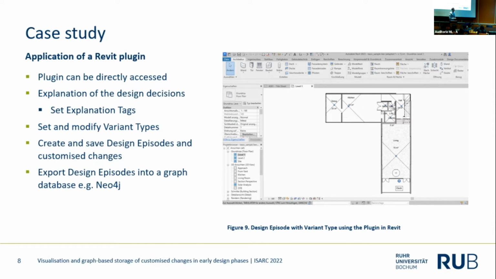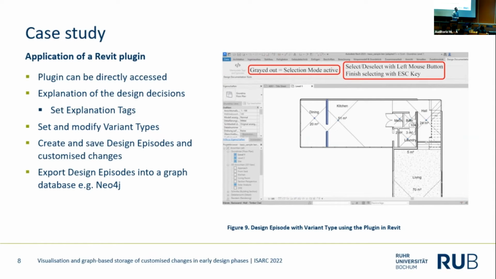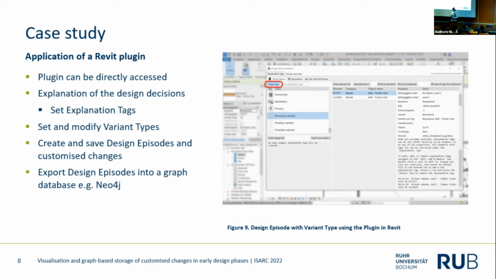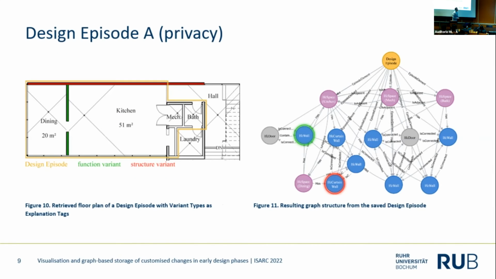The application was made as an example for a Revit plugin. The Revit plugin can be directly accessed in the interface at the top of Revit. And there you can set these explanation tags. You have a list of explanation tags, and you can find nearly every explanation tag we used in these design decisions. And by setting these explanation tags, you can also create the whole design episode and set and modify variant types. Then afterwards you can export it, for example, to a graph database. In this case, it was Neo4j. This is what it can look like.